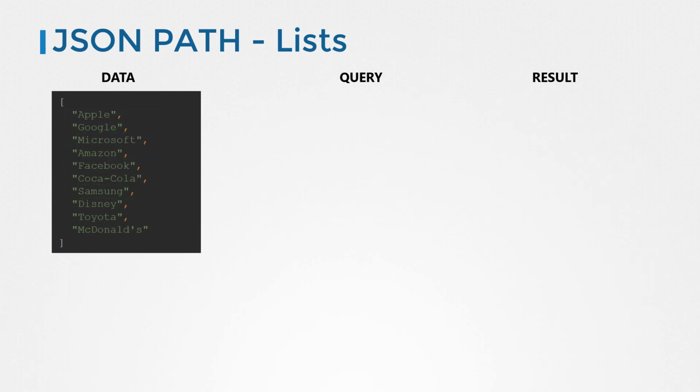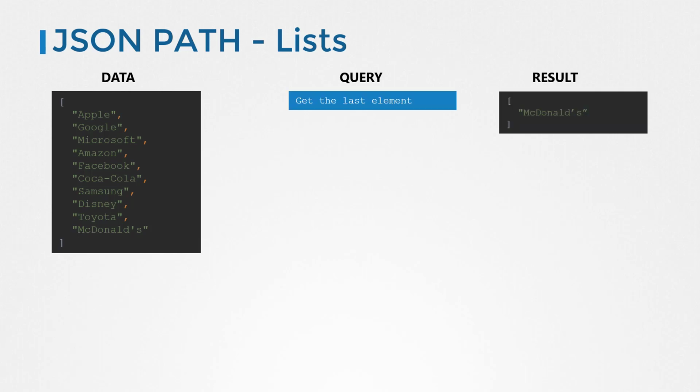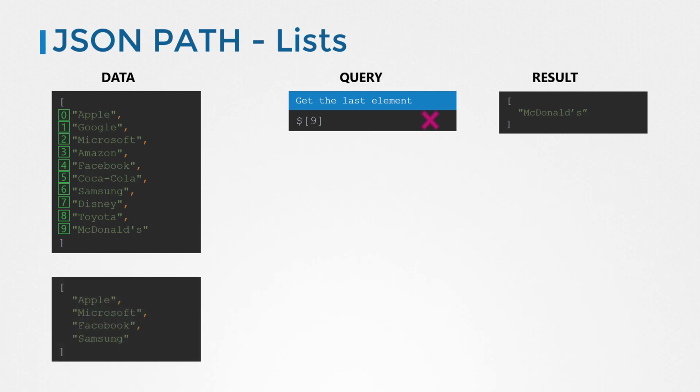What if you want the last item on the list? We know that the items in the list have indexes starting at 0. In this case, for 10 items, the indexes are 0 to 9. To get the last item, which happens to be McDonald's, we could say $[9]. But what if the list was smaller or larger? Then this query will not work.